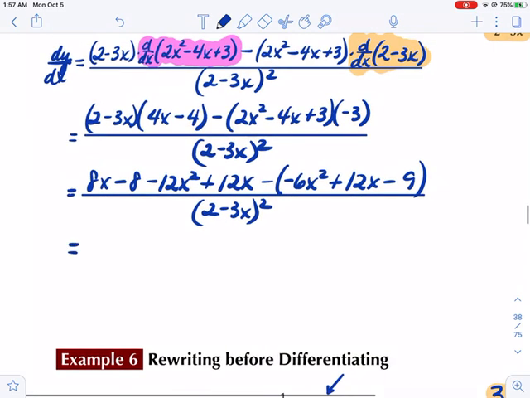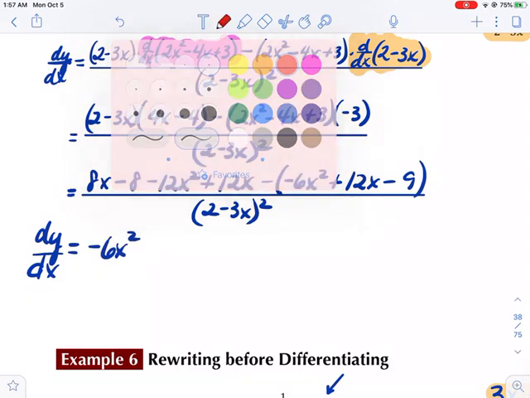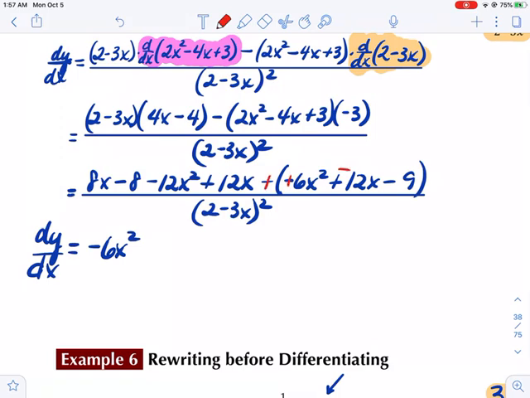So now I'm going to simplify the numerator, so I get a dy dx, which is equal to negative 6x squared. Of course, we have plus, plus, minus, plus here. Combining like terms then, I have negative 6x squared plus 8x and plus 1. And that'll all be over the same denominator, 2 minus 3x, the quantity squared.